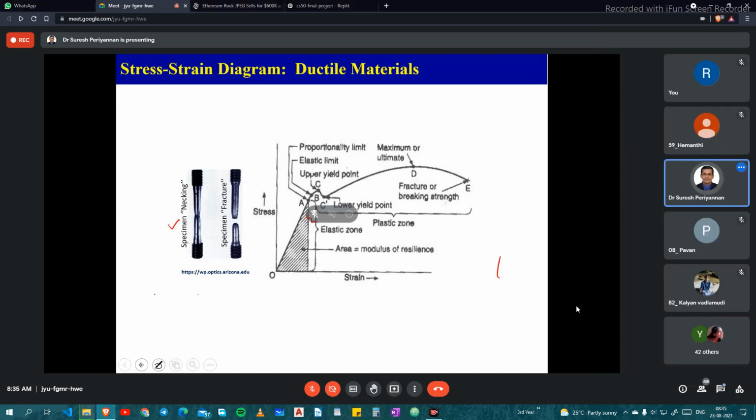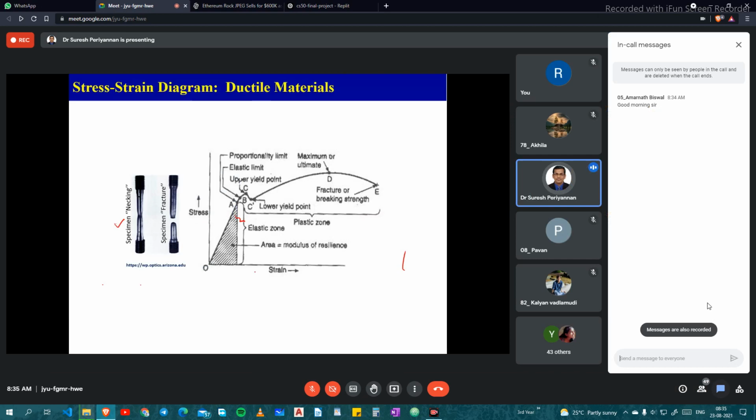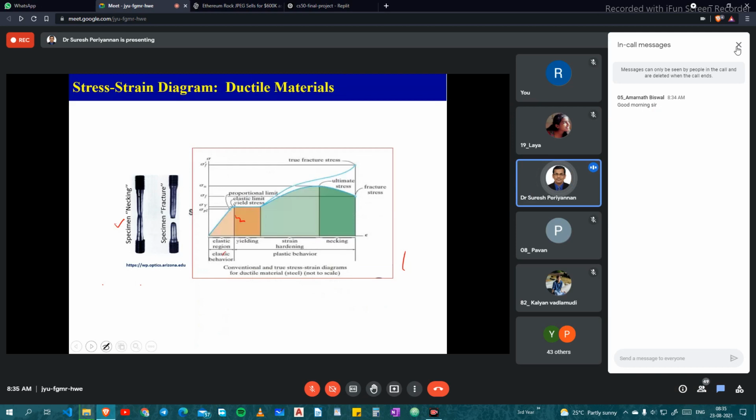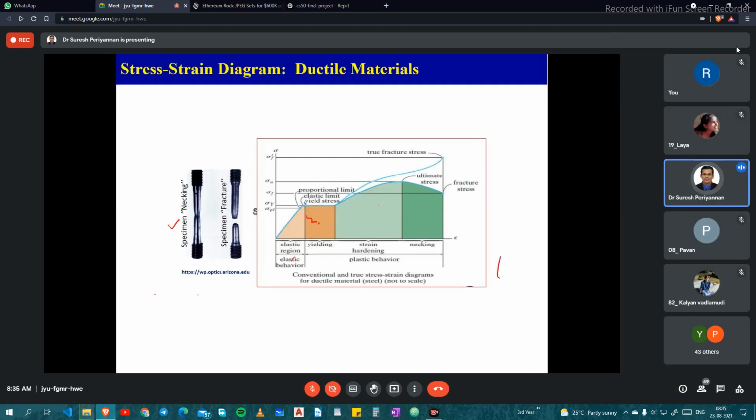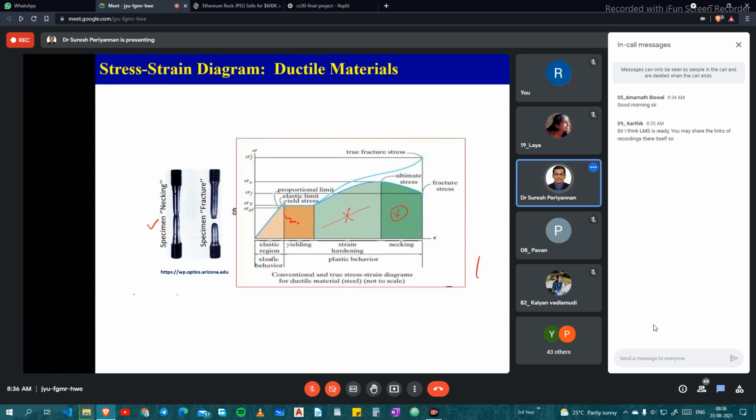The area under this region of the curve is called the modulus of resilience. We especially use this material property, modulus of resilience, while designing a spring. The spring material's very important property is the modulus of resilience. Then this is the elastic region, and the next one is the yielding region. Then this is the strain hardening region. Now this is the necking region.